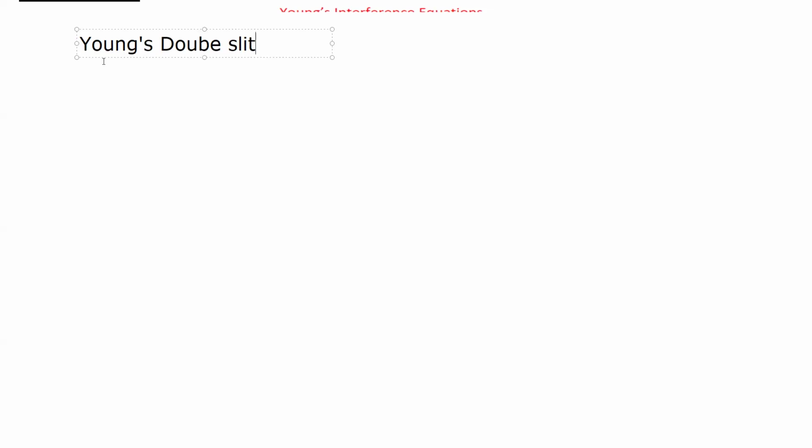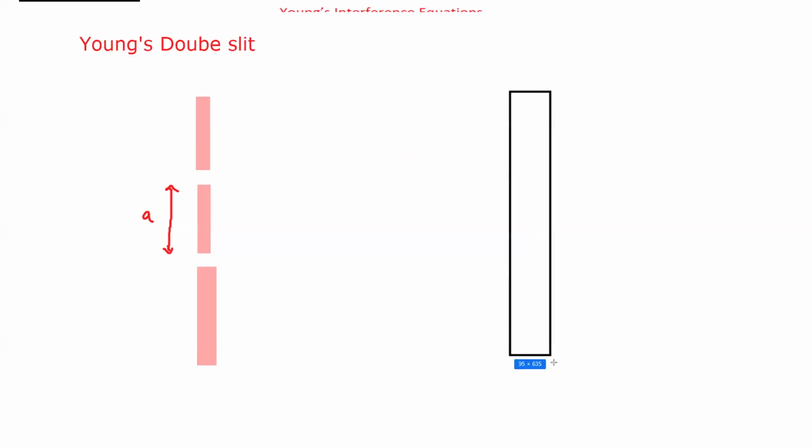We have two slits which are separated by distance A. A is the distance between the two slits. And we have the screen, which is placed here. This is a screen.